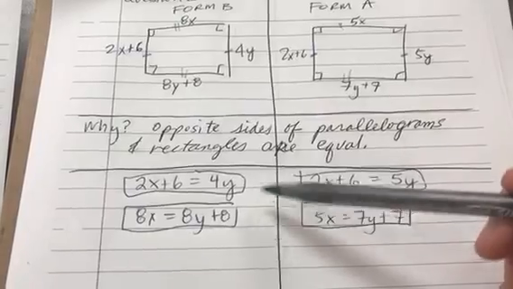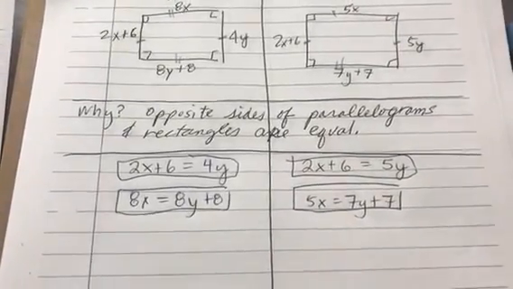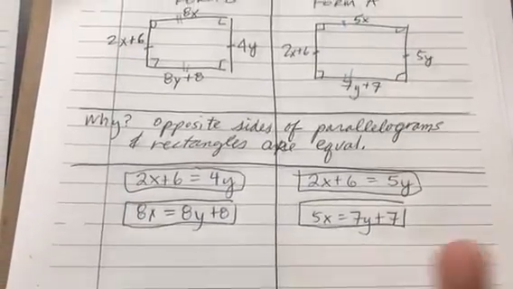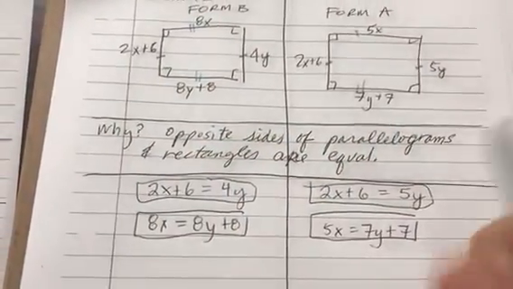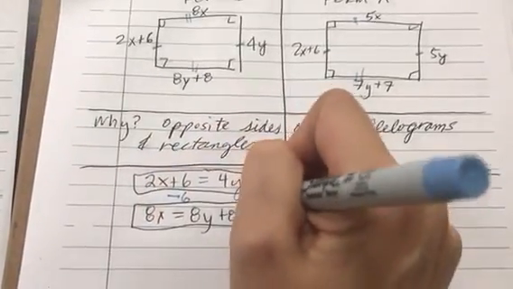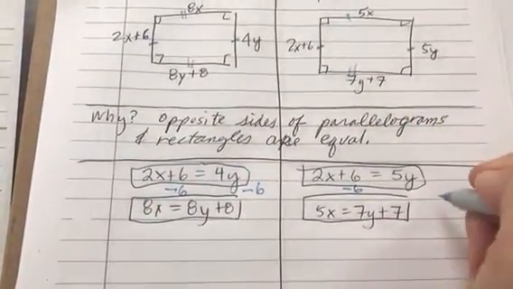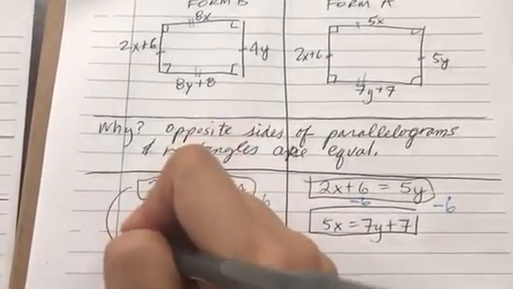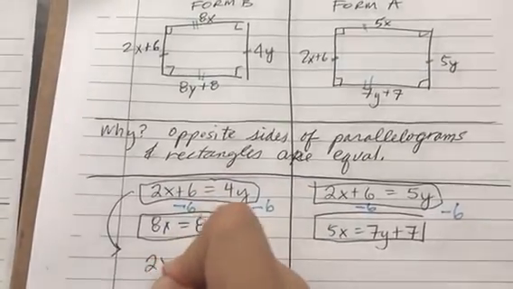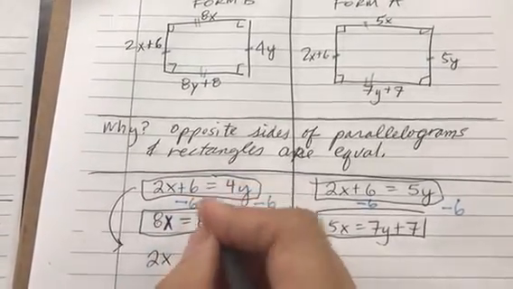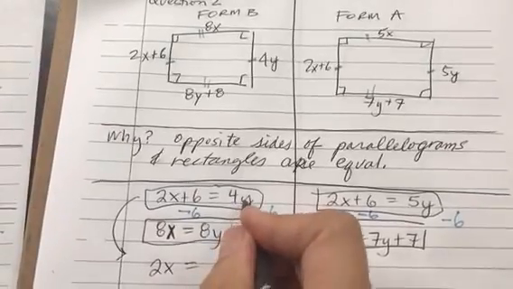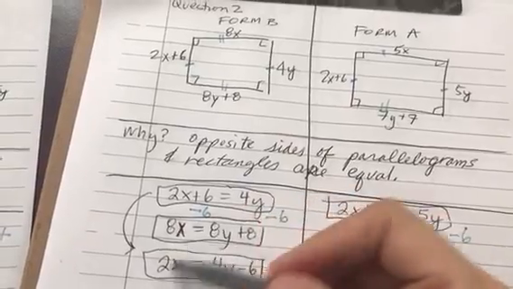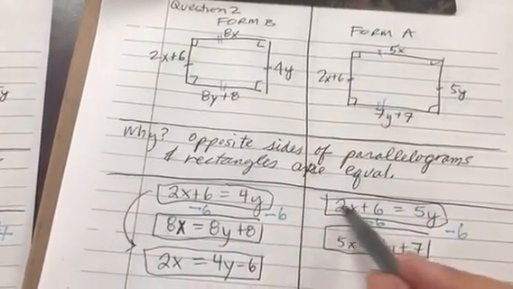Now, I can't really cancel here because they're not lined up in the same way. So it doesn't really matter which one I pick to change. I just need to do something so that they look the same. It looks like if I subtracted 6 on both sides here, it would work for this one as well. If I subtract 6 on both sides, I could rewrite this equation. So that would be 2x, and now this side says 4y minus 6. So now these two equations are nice and lined up.